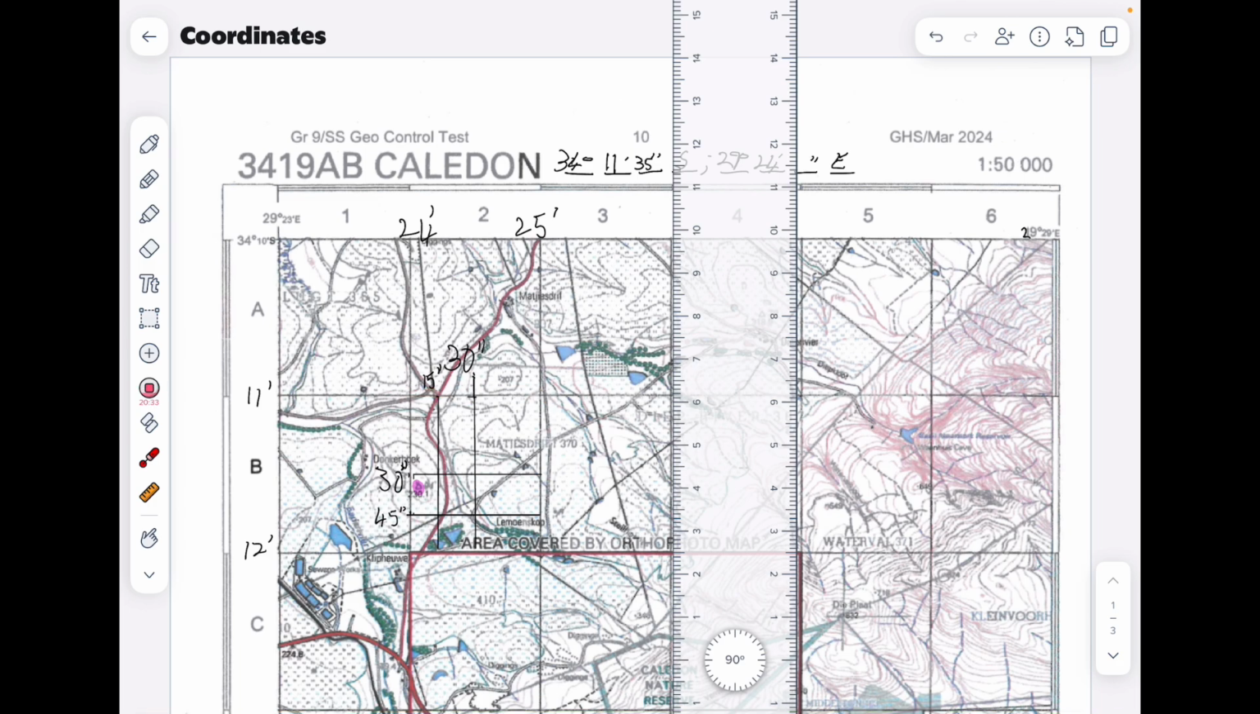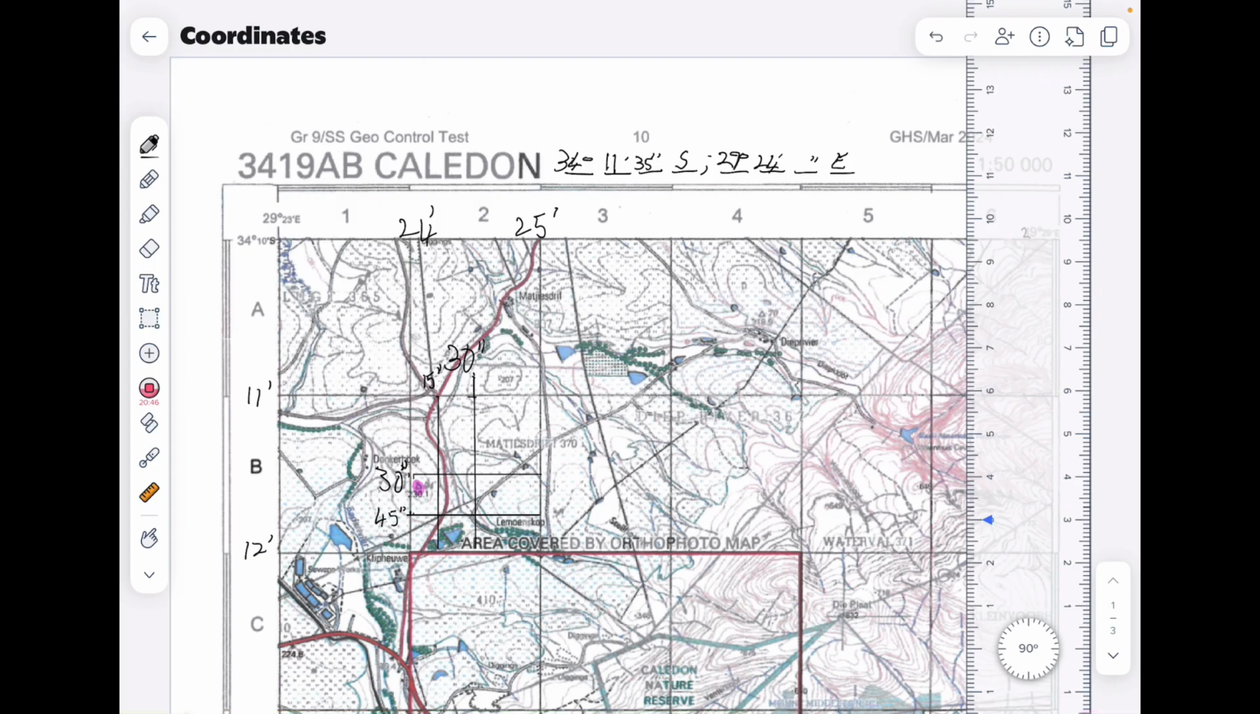Okay, so now we can see that this trig beacon is quite close to the 0 line. So also that's probably going to be about 4 seconds, I would say. So we can put that in there as 4 seconds. And there's our answer. It is 34 degrees, 11 minutes, 35 seconds south. Okay, that is our latitude. And our longitude is 29 degrees, 24 minutes, 4 seconds east.